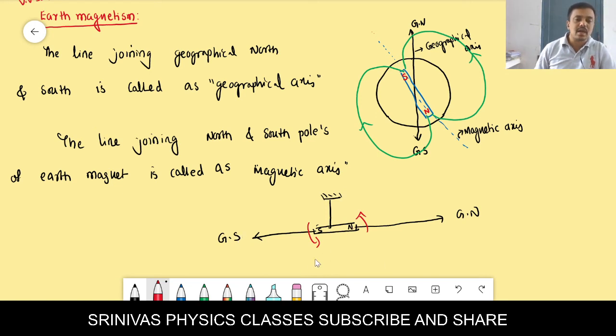Why? Because we are suspending the magnet on the surface of the earth, and the earth also behaves like a magnet. We are suspending the bar magnet from a rigid support. One minute, I will change the network.